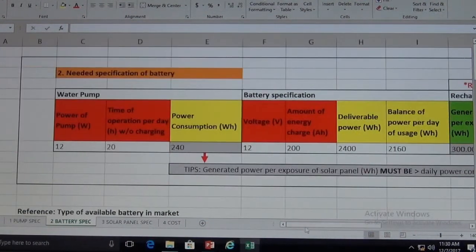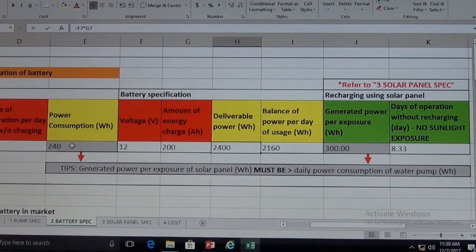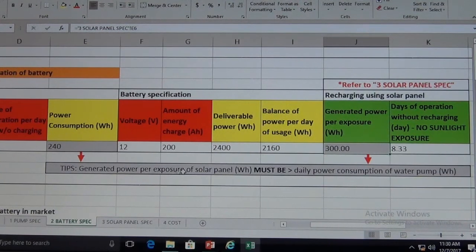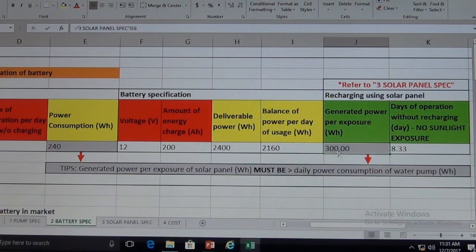So you just key in the red colored field. This is automatically calculated, and the gray fields, this one and this one, need to be compared. So the requirement is like this. This one must be greater than this one. This is the power used. This is the power being replaced by the solar panel. This one must be greater, or at least equivalent. To be safe, it must be greater, because our device is not 100% efficient.